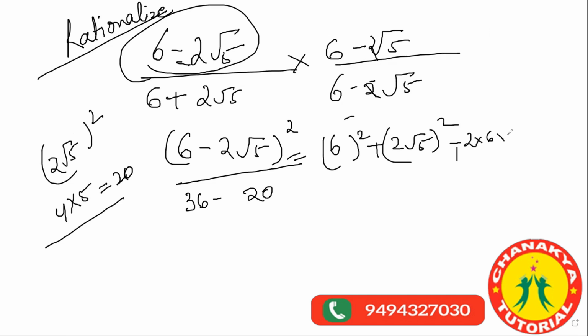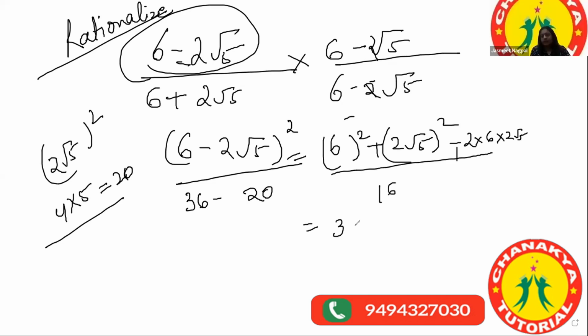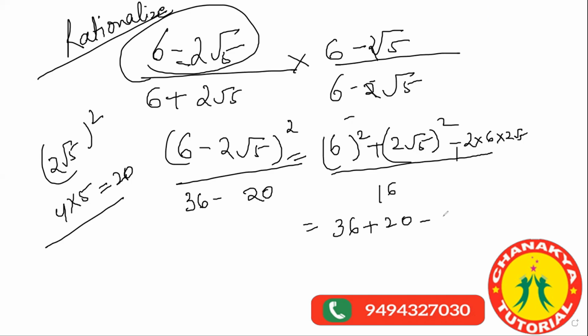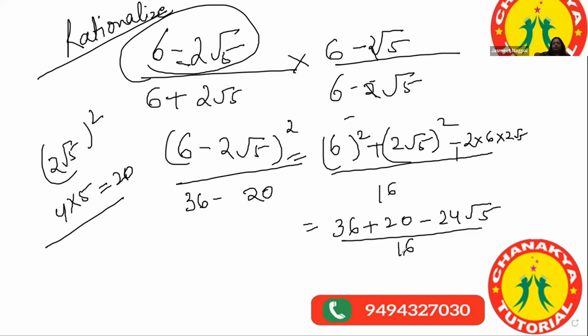Just a second. This is 36. This is 20. This is 24 root 5. Yes, ma'am. Okay. Ma'am, it will become 46 minus 24 root 5.